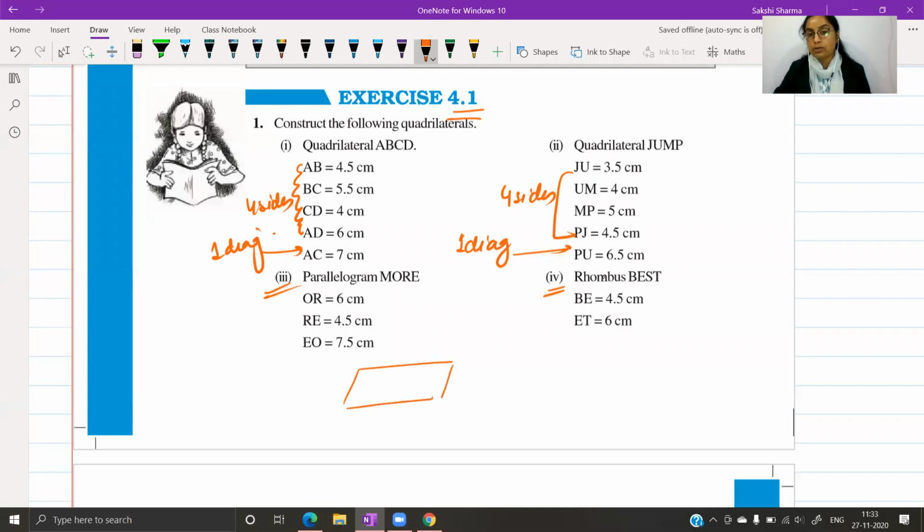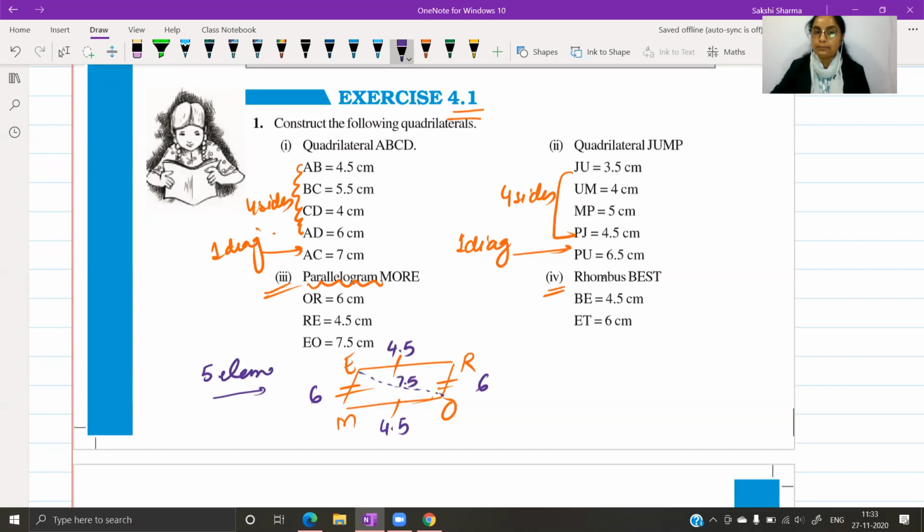Rough sketch. Use the properties because you have a parallelogram. Opposite sides will be equal. OR is given to be 6, RE is given to be 4.5. So the opposite sides will be equal and the diagonal EO is given. And once you are done with your rough sketch, now you have 5 elements, 4 sides and 1 diagonal.